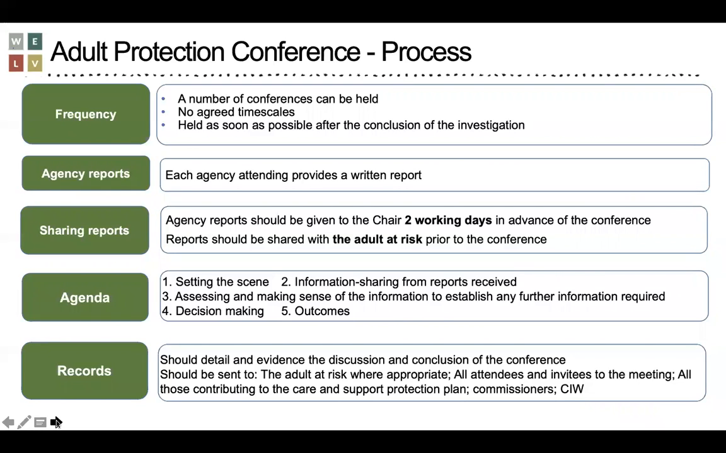Any reports that are written by agencies must be given to the chair of the conference 2 working days in advance of the actual conference itself, and any reports that are completed must be shared with the adult at risk prior to the conference, providing them with sufficient time to digest, understand, and respond to that report prior to conference. The procedures go on to set out an outline agenda for the conference and what records must be kept.